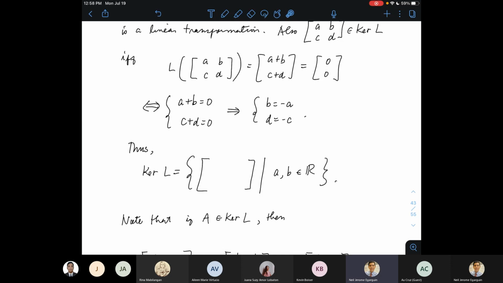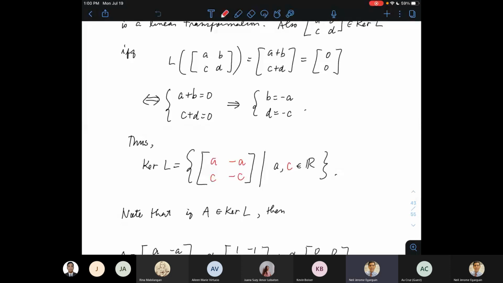Okay. But the kernel should be of the form A negative A, C negative C, right? So, one entry should be A. First row, second column should be negative A. Second row, first column should be C. And then second row, second column should be negative C. Okay? Ayan. Mukhang nag-update na siya.